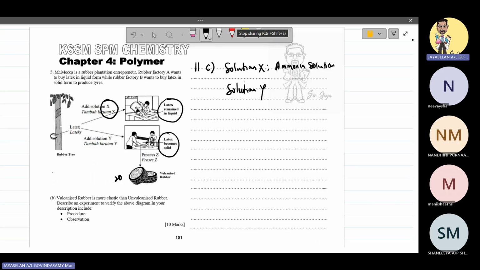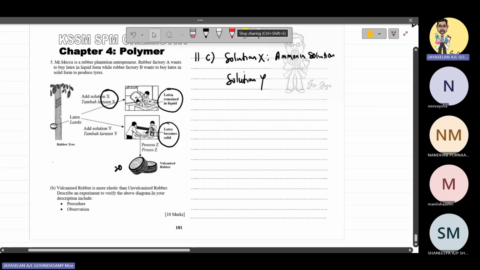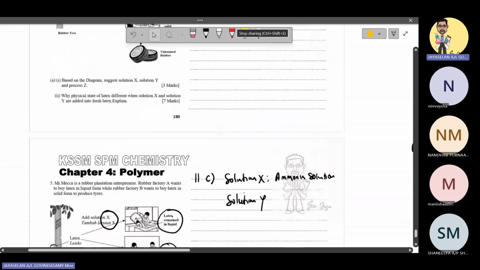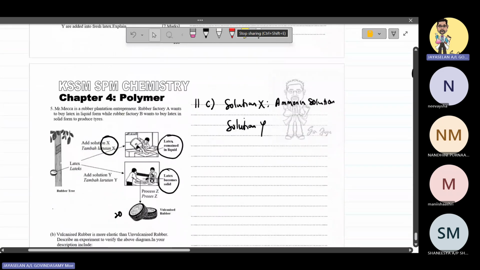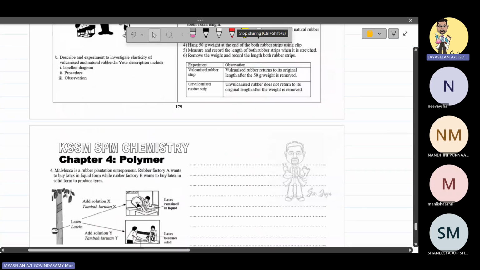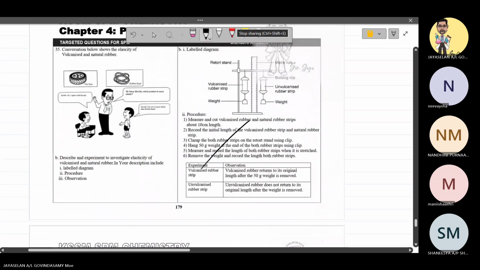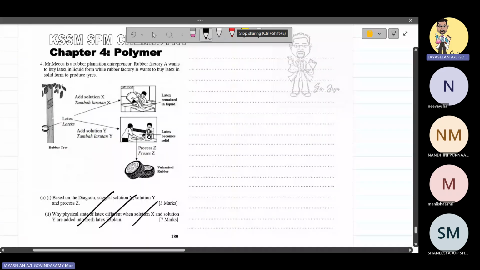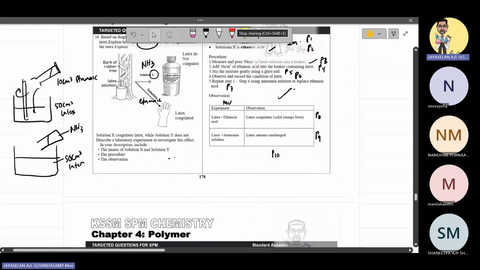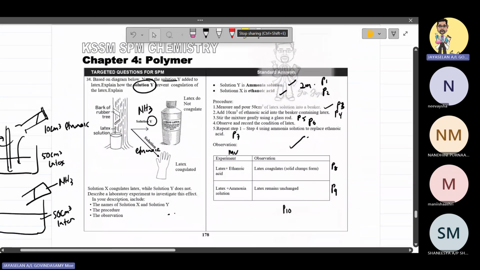Oh, I changed this question. I need to change. Sorry, we do this question. Wait, where's the question? Okay, this is a vulcanization process. Verify vulcanized rubber is more elastic than unvulcanized rubber. For this question, you have to write this procedure. I want you all to do the procedure later. Can? Or no need. No need to do, so you all study here only.